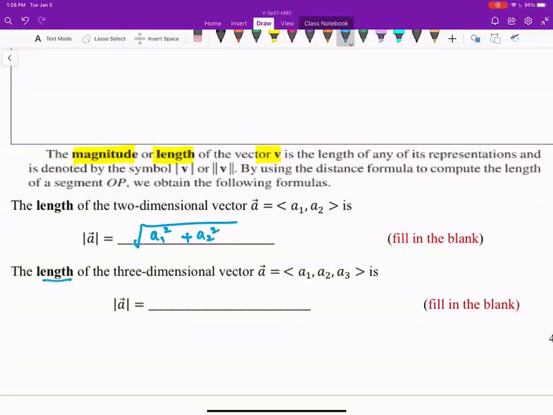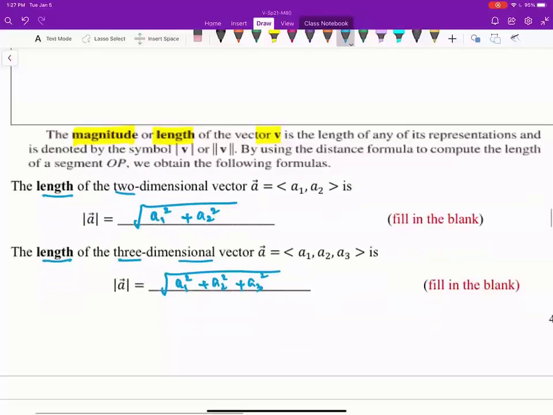The same thing for the length of the vector in a three-dimensional system: if A has components A1, A2, A3, then the length of A is the square root of A1 squared plus A2 squared plus A3 squared. You may want to memorize these two formulas.